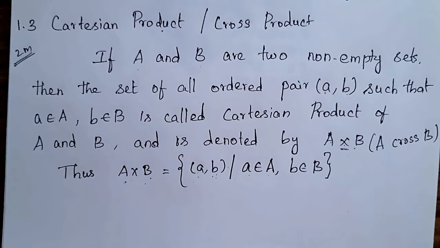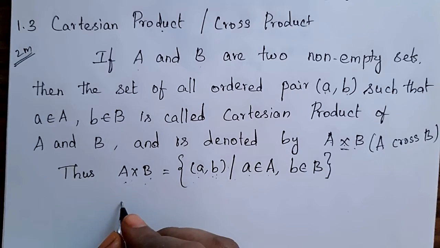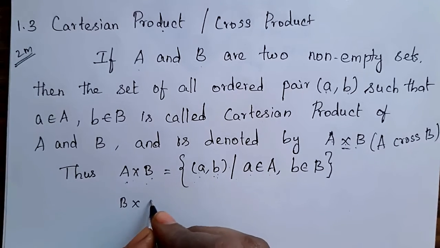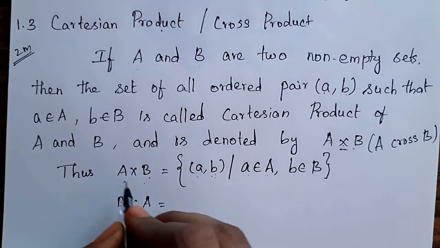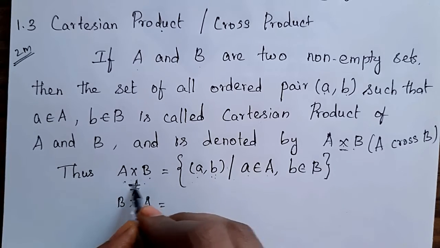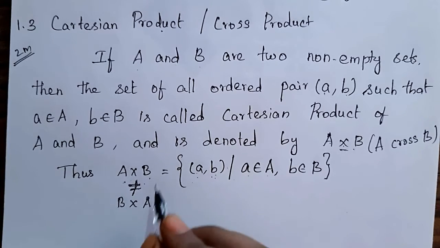When you learn the example, you should be clear about this. Then I want to ask a question. It is A cross B. Now, what about B cross A? So, both are not equal, okay? Both are not equal. Don't get confused, both are not equal.